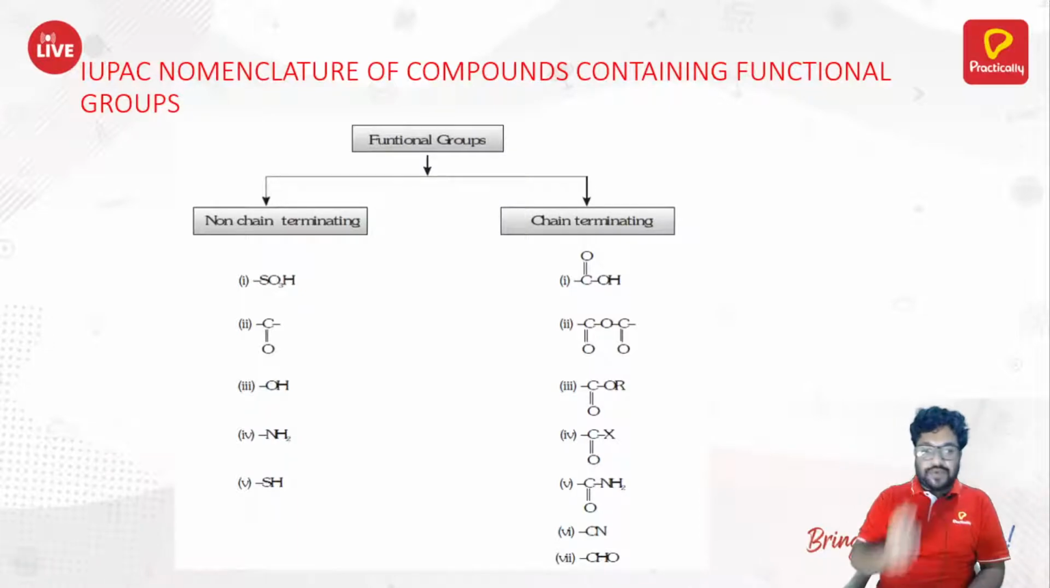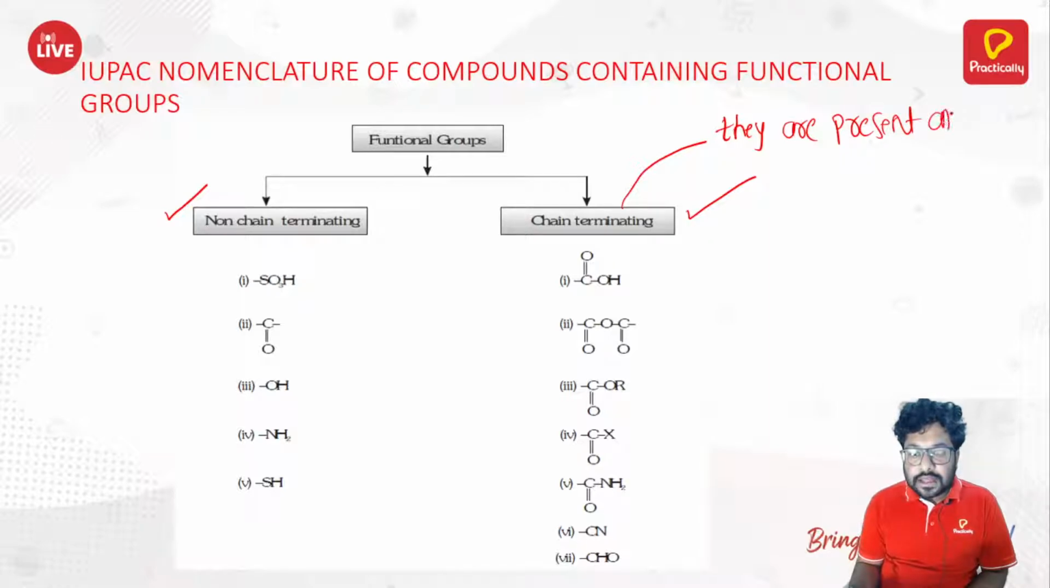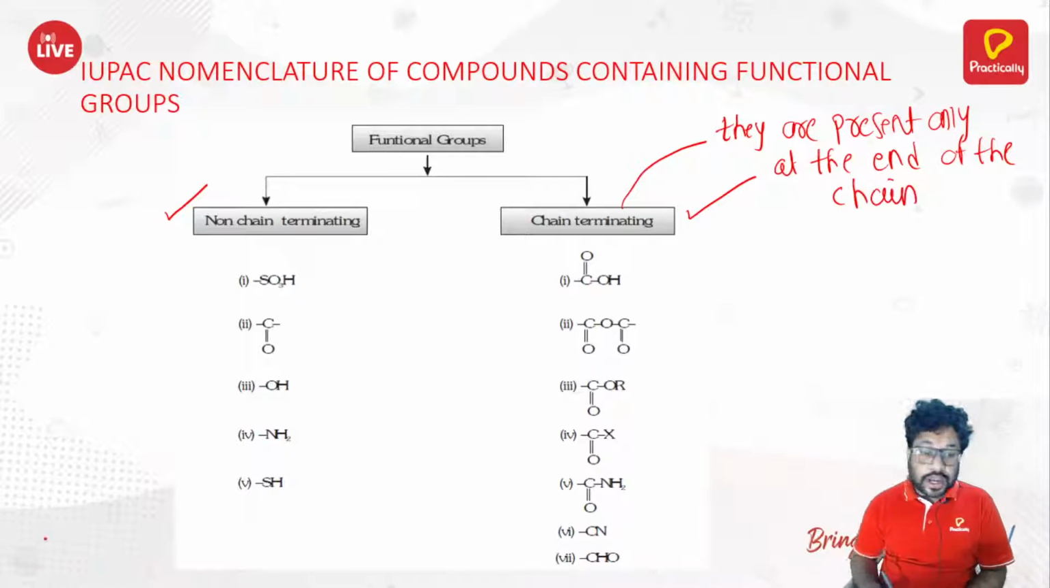There are two types of functional groups. One is non-chain terminating, another is chain terminating. Now, chain terminating means what? These functional groups are present only at the end of the chain. This is the point that you need to understand. They are always present at the end of the chain.